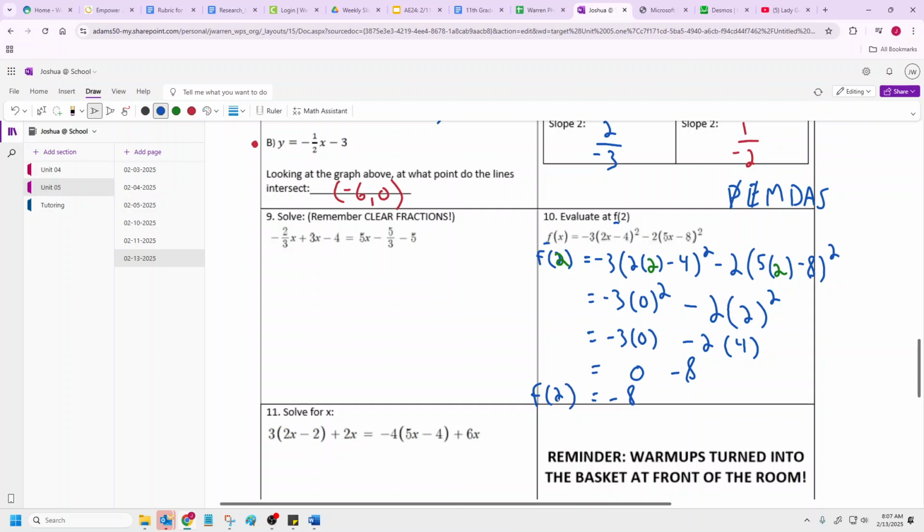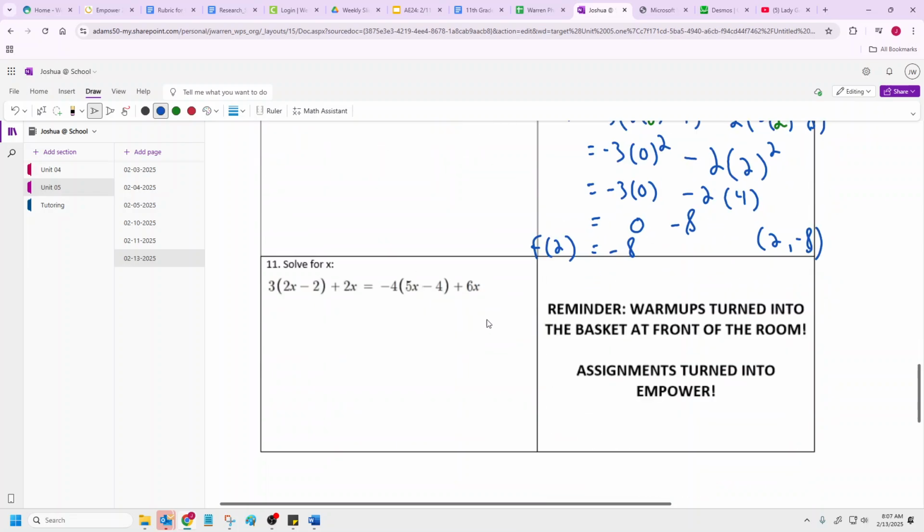Remember, this f of 2 is just a y, but with instructions. So this answer says this: when x is equal to 2, y is equal to negative 8. And ta-da, you've solved it.